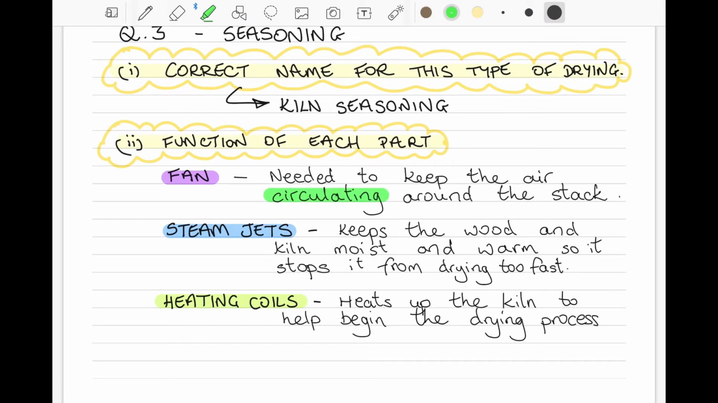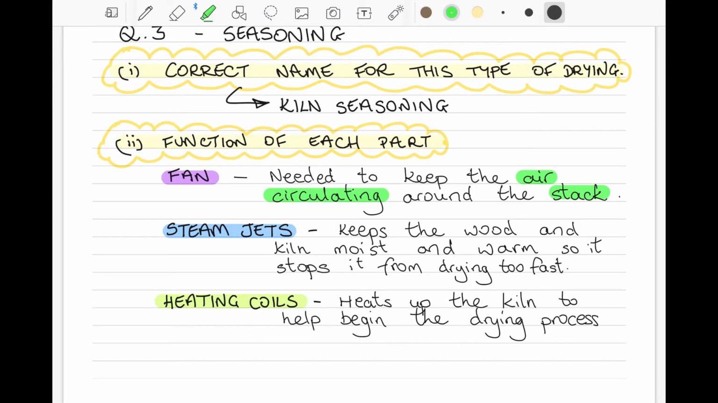Okay, so that's a keyword, and that's what describes how the fan works. It keeps the air circulating around the stack. Stack is a keyword there as well. If you said around the timber, you wouldn't be wrong, but stack is the correct terminology, and that's what it's all about. Giving those examiners the right terminology, the right words, the right phrases to basically say to them, look, give me the marks, I know this stuff.